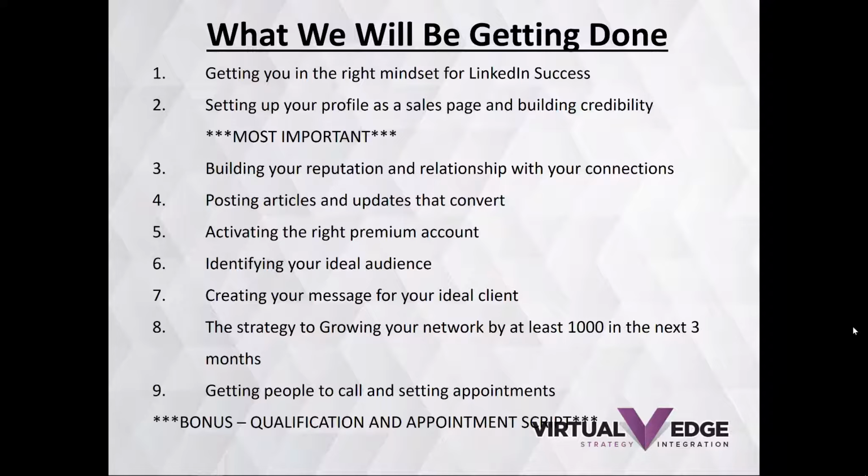And what do I mean by convert? Well, they create new clients and they put money into your bank account, grow your brand and grow your business.